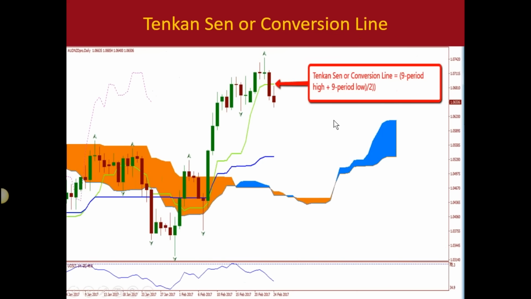And then here's what we're going to be using mostly, the Tenkan-sen or conversion line, as some say. I call everything what it really is. I don't have the second nature name such as conversion line. So the Tenkan-sen is a 9-period high and 9-period low divided by 2, and that's where you get that green line here. That's the Tenkan-sen. So we're going to be focused on that tonight.